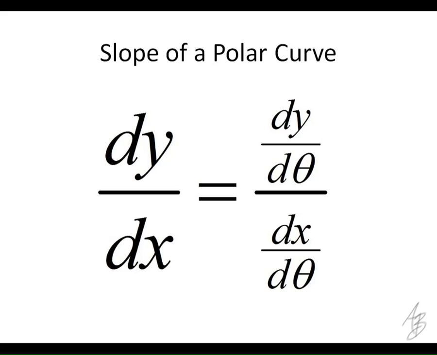So going back to the conversion from polar equations to parametric equations, once we convert it to a parametric equation in terms of theta, we take the derivative with respect to theta of each of those equations, and that gives us the slope of the curve at any given point.